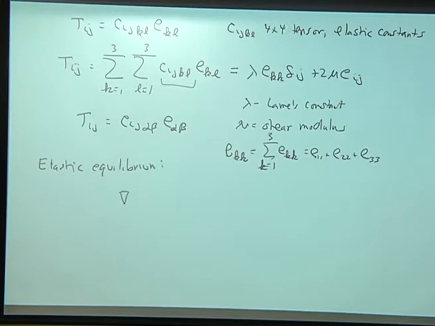Elastic equilibrium is the divergence of the stress tensor equal to 0, which implies, if you wrote this out in Cartesian coordinates, it would look like that. So you're taking the derivative of the stress tensor with respect to that same component, so you can see that it's repeated here. The divergence of the stress tensor equal to 0.